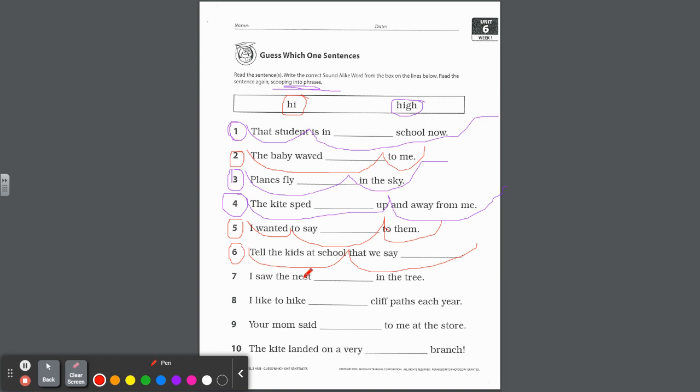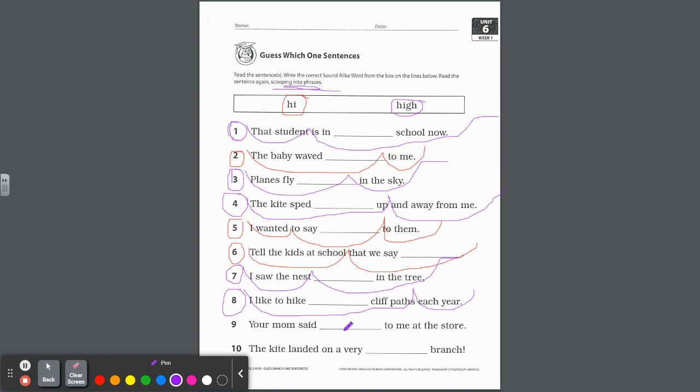Number 7, I saw the nest high in the tree. Yep, way up there. H-I-G-H. I saw the nest high in the tree. Number 8, I like to hike high cliff paths each year. Can't be afraid of heights, right? That one's also H-I-G-H. I like to hike high cliff paths each year.